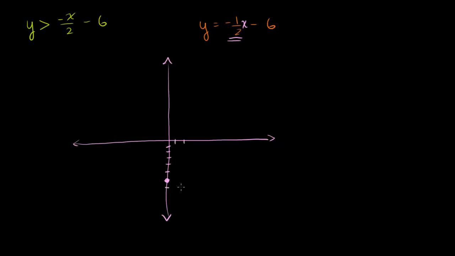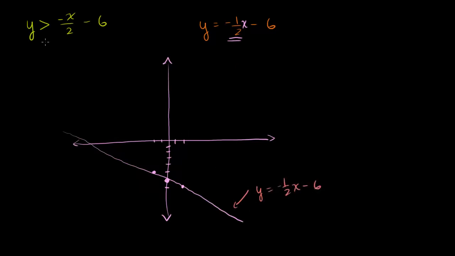So 2 to the right, down 1. If I go 2 to the left, if I go negative 2, I'm going to go up 1. So negative 2, up 1. So my line is going to look like this. That's my best attempt at drawing the line. So that's the line of y is equal to negative 1/2 x minus 6.